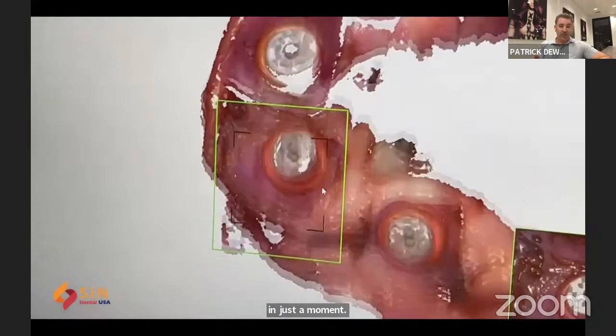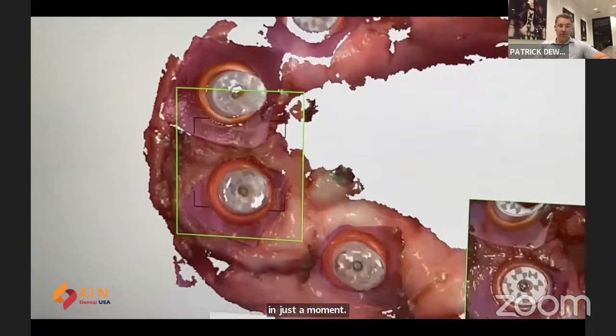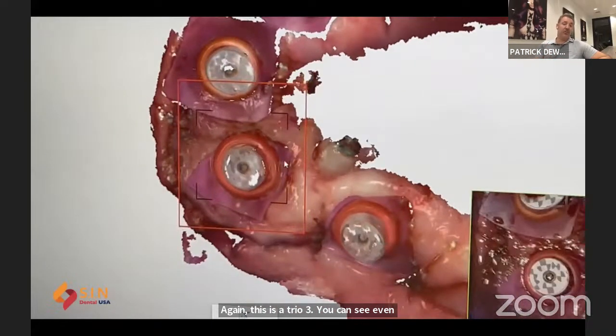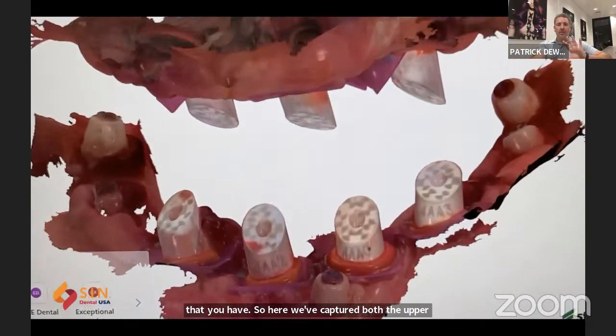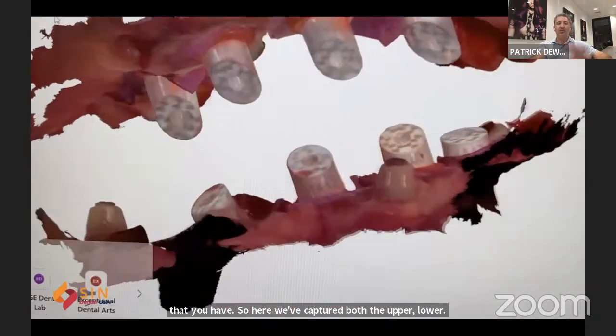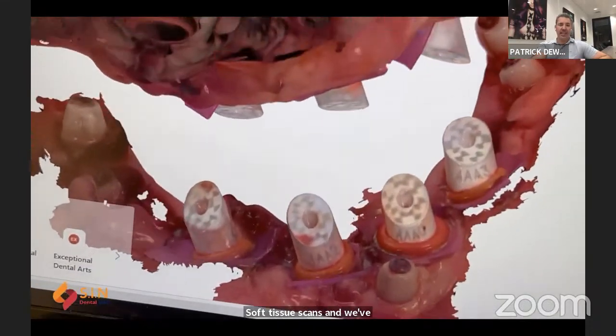Again, this is the Trios 3. You can see even the Trios 3 and this computer that he's using has a 3080 graphics card. Now we recommend the 4090 graphics card, which you can get in a laptop. It changes the fast speed of your intraoral scanner, the higher graphics card that you have. So here we've captured both the upper, lower, soft tissue scans, and we've already captured our photogrammetry scans.